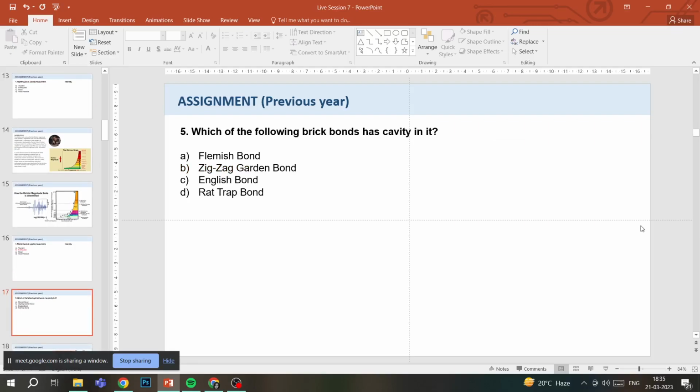Question number 5. Which of the following brick bonds has a cavity in it? Flemish bond, zigzag garden bond, English bond, and rat trap bond. We will see what all these 4 bonds are and then we will answer this question.